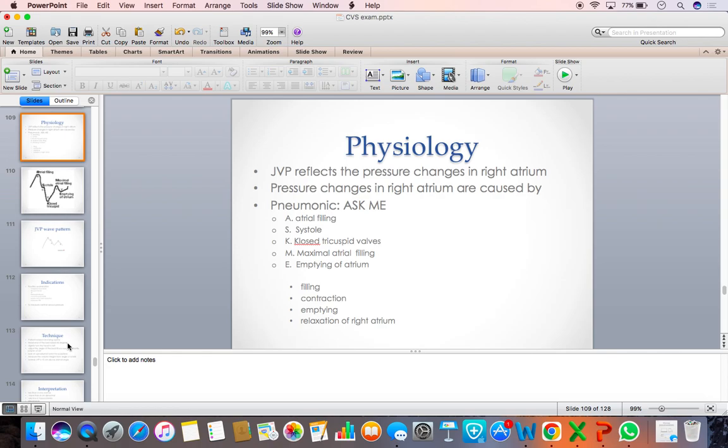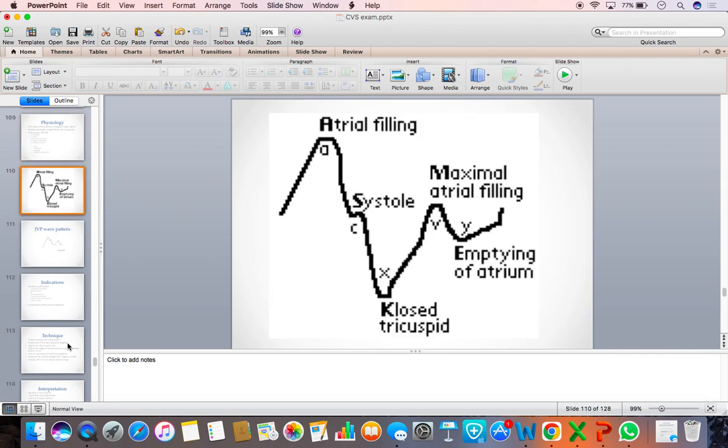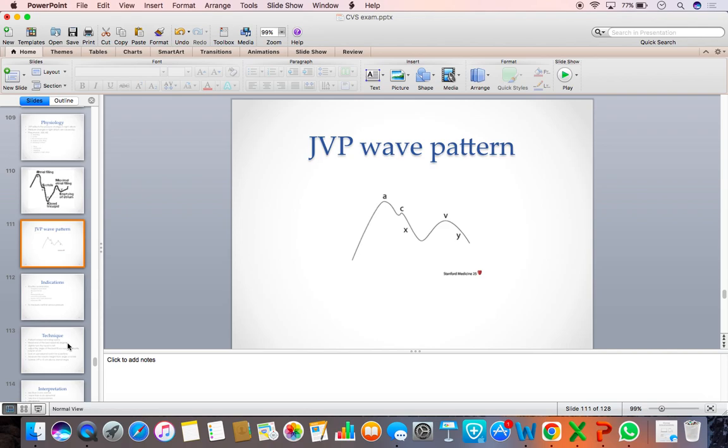And this simply can be explained as filling, contraction, emptying, relaxation of the right atrium. So this phenomenon results in changes in the right atrium, which are reflected as a wave pattern in the internal jugular vein on the right side. So this is how the JVP is elicited, examined and understood by the students. This tracing again reflects the A wave, C wave, V wave as positive waves, and X and Y as the negative waves. This is the JVP wave pattern, which I explained already. This has to be remembered by the students.